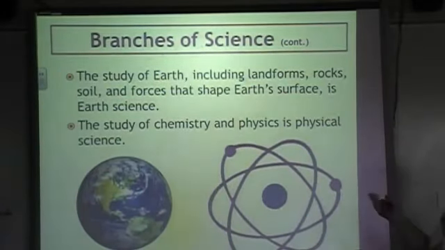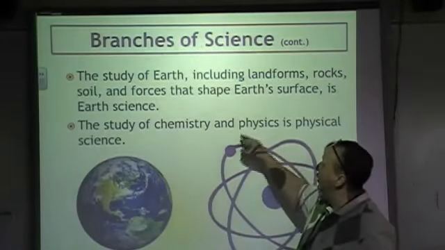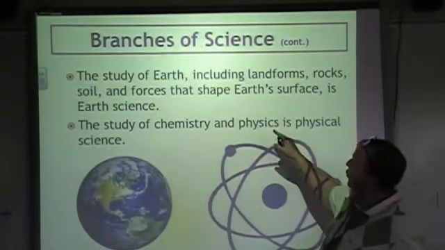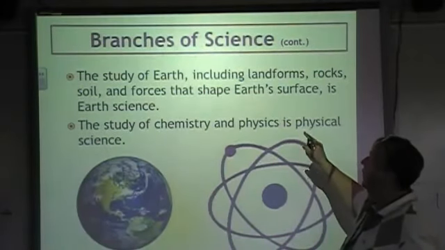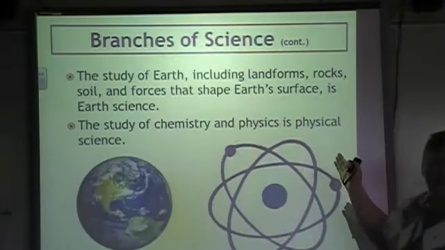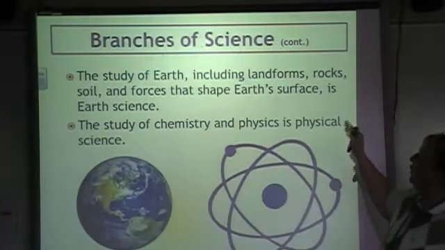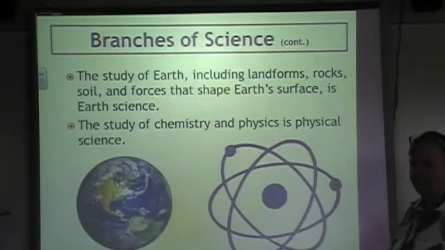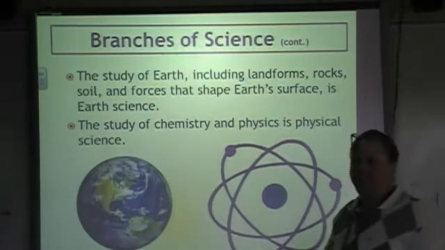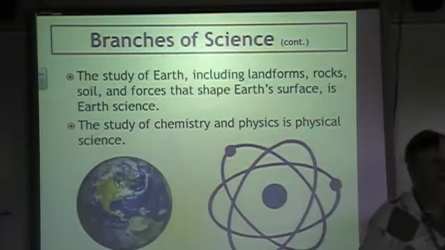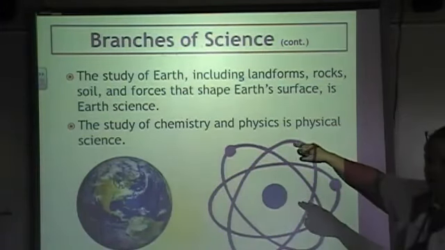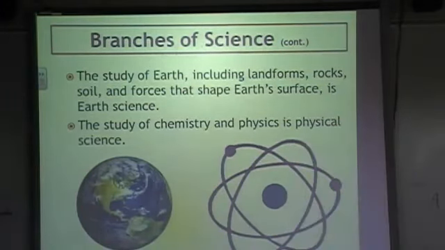We're not done with this slide, are we? No. We need to write down the information here. So, I want you to put on the front of one, the study of Earth. That kind of gives it away. That's a no-brainer, I would think. The study of Earth, including landforms, rocks, soil, forces that shape the Earth's surface. That's on the front. And then on the back, put earth science.